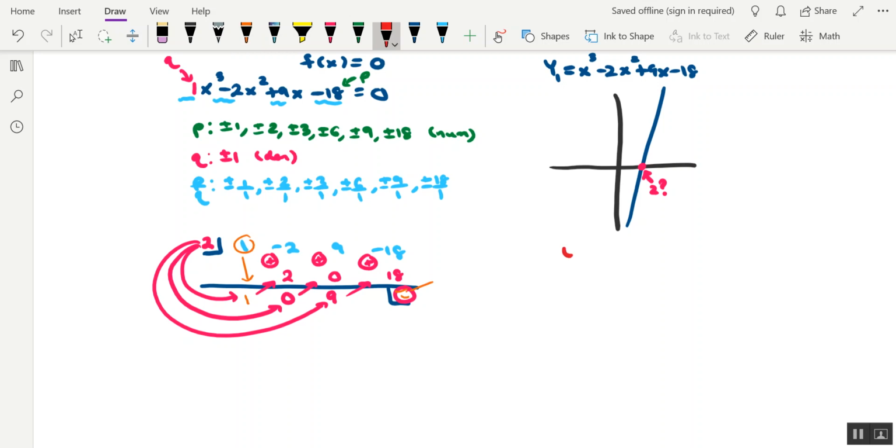So total zeros, this is based on the degree. Total zeros is 3. Total real, just based on the graph, is 1. And then total non-real is going to be 2.